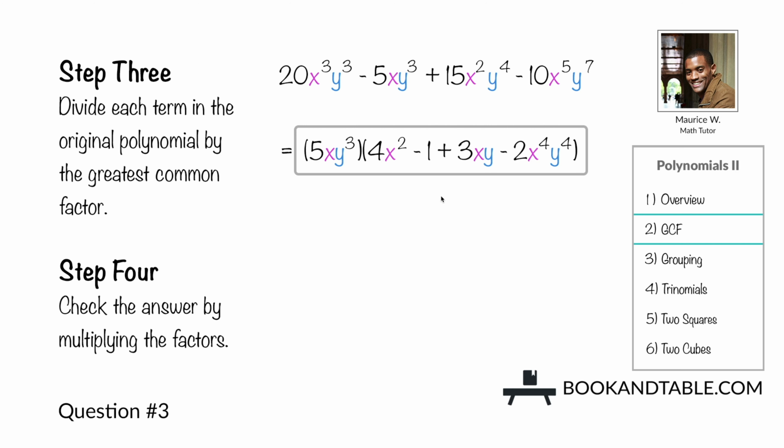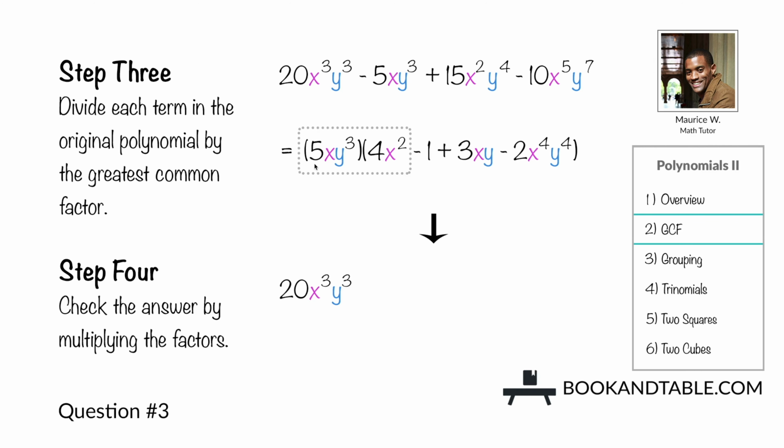And now to check the answer, we want to multiply our factors to confirm that we get a polynomial that matches our original polynomial, giving us 5 times 4, which is 20. X times x squared is x cubed, and we keep y to the third. We then have 5 times negative 1, which is negative 5, and we keep xy cubed. We then have 5 times 3, which is 15. X times x is x squared. And y to the third times y is y to the fourth.